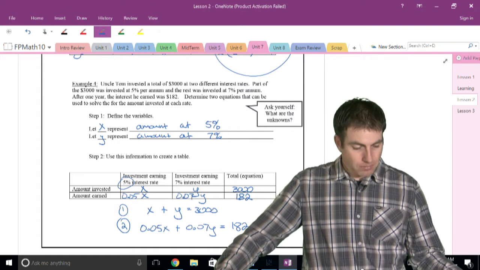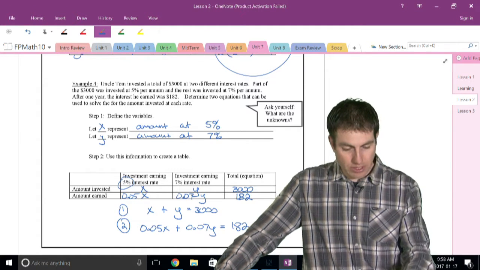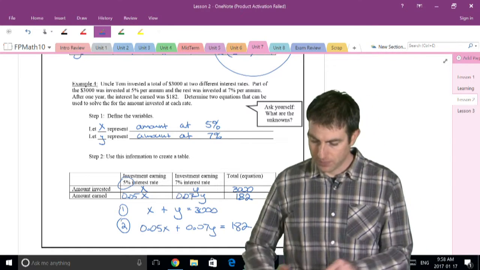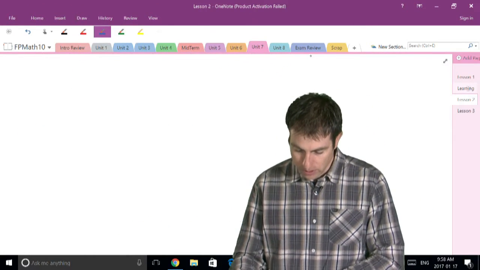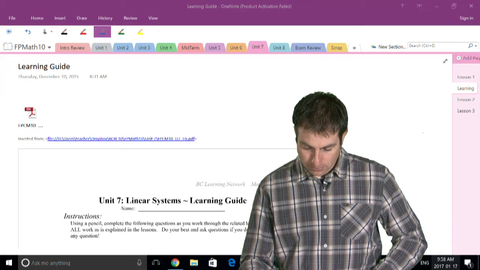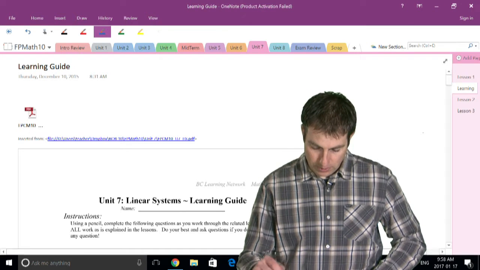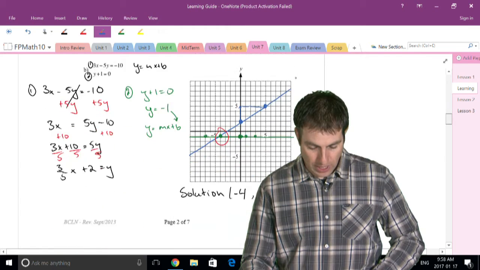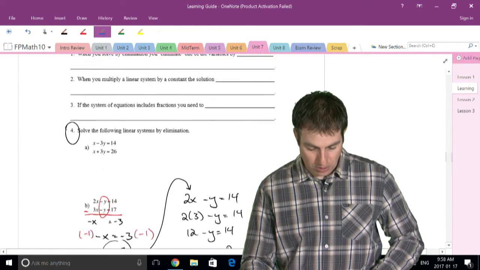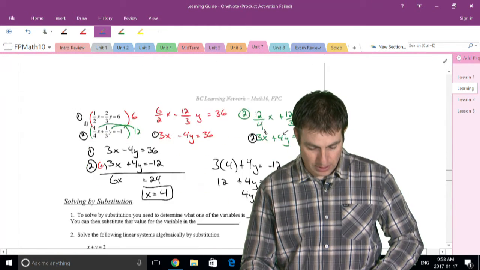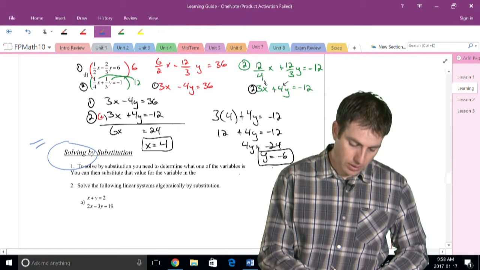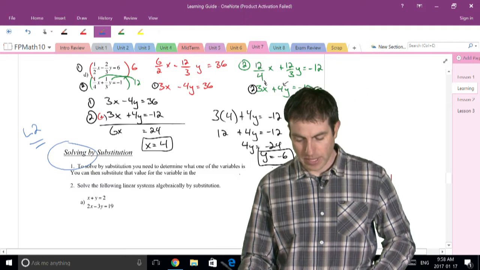That's that. That's an hour. You guys have an English exam tomorrow, so I'm not going to continue on. The learning guide looks like this. Systems of equations, graphing. The second part is solved by elimination, which is what we just did today. And then solved by substitution is going to be next day.